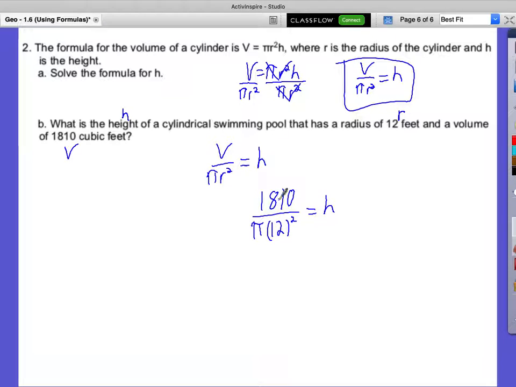Our first step, following please excuse my dear Aunt Sally, our order of operations, PEMDAS, would be to do the exponents here with 12 squared. What is 12 squared, or 12 times 12? 144.